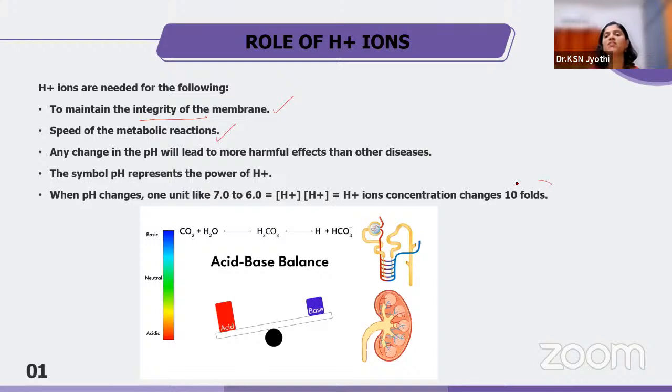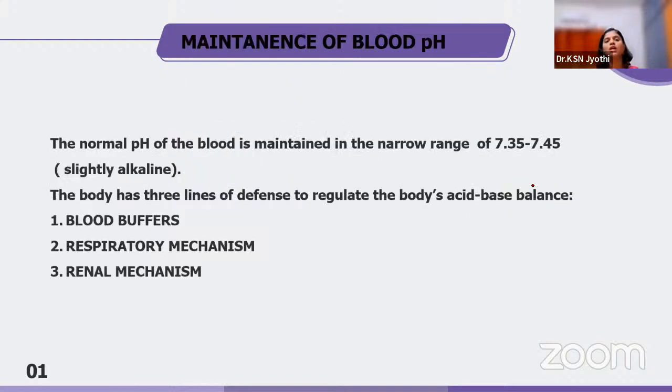Because as I said, even a single point change in the pH will change the H plus ion concentration 10-fold. So all your body systems that are majorly associated with blood and this buffering system, like your renal system, your blood, your hemoglobin, all of them will get impacted. How do we maintain this? The normal pH of the blood is always 7.35 to 7.45, to be more precise. So it is slightly alkaline.